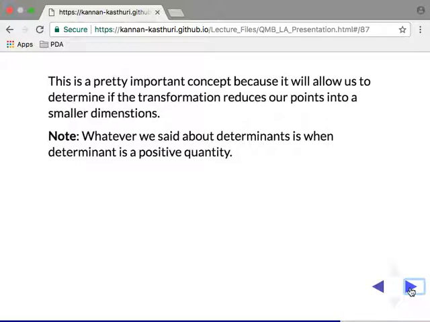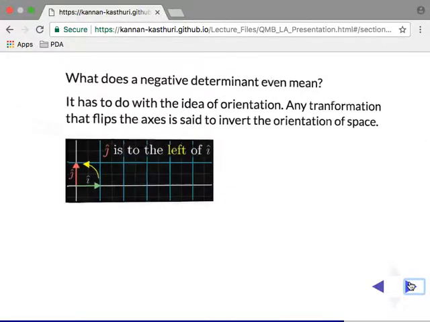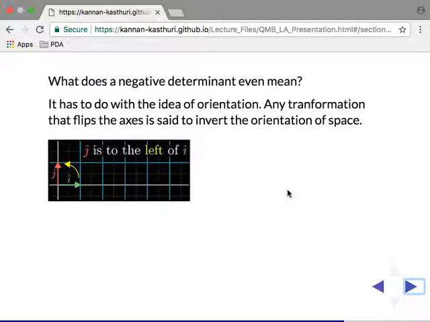So if you are given a matrix and you are told its determinant is 0, that means the area is squished into a line. In the case of 3 dimensions, the volume would be squished into a plane. Okay. So whatever we said about determinants so far is a positive quantity, but determinants can also be a negative quantity. So you have to see what it means when the determinant is negative.